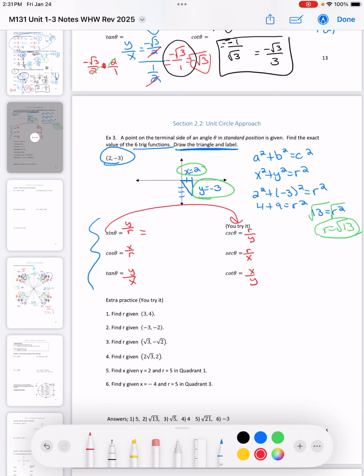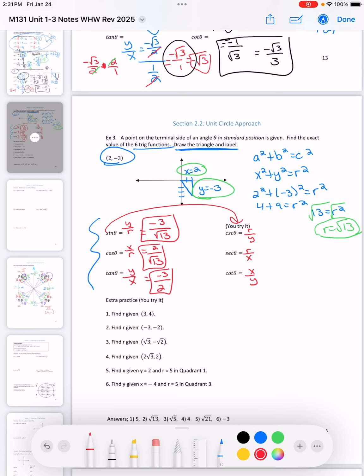All right, now I'm going to plug in x, y, and r for my problem. So y was -3 and r was the square root of 13. And I can leave my answer just like that. I can stop. I don't have to rationalize the denominator. X is 2 and r is the square root of 13. And the tangent, y is -3 and x was 2. Make sure every time we're putting in y, we're putting in that -3.